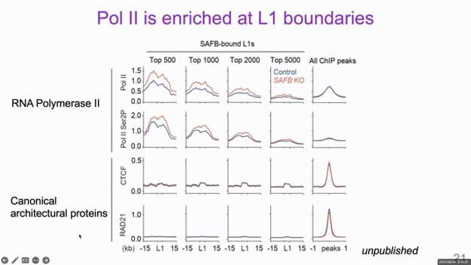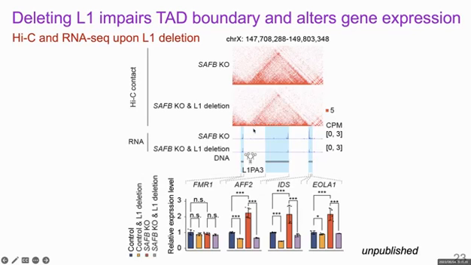And we also used Cas9 to delete the LINE1 element, and performed Hi-C and found that the LINE1 deletion can severely impair the TAD structure and reduce the transcription of the genes within the TADs.